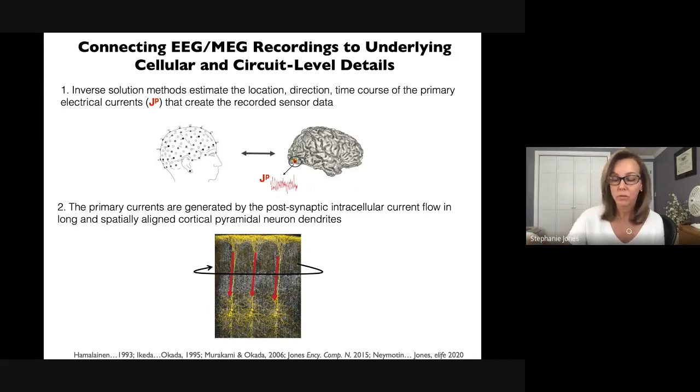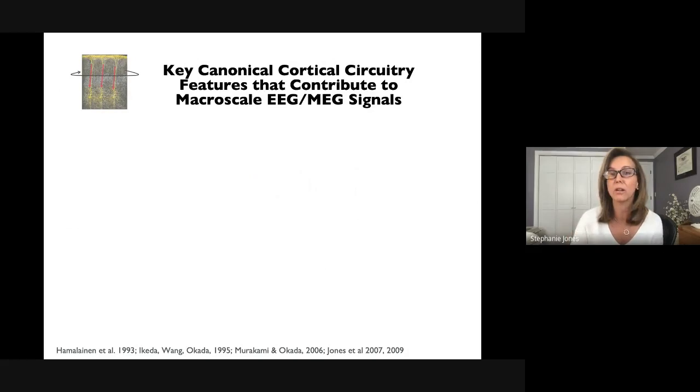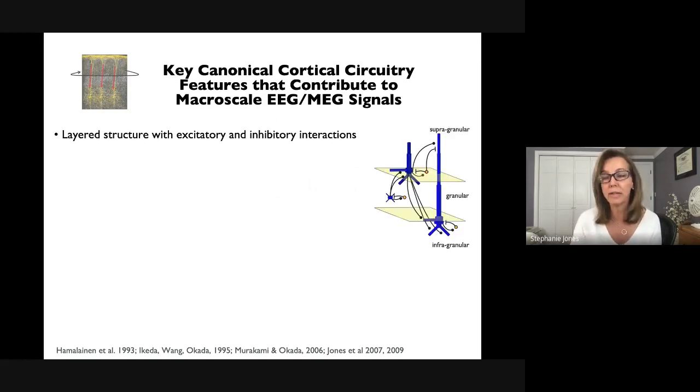Given that this is where the signal is coming from, there are some key canonical features of cortical circuitry that we need to include in the model in order to get at the cellular and circuit origin of this signal. The first is that the cortex is a layered structure. There are pyramidal neurons with long extended apical dendrites in both the supragranular and infragranular layers. They're synaptically coupled to inhibitory neurons with both fast and slow neurotransmitter, which I'll talk about again in a minute.